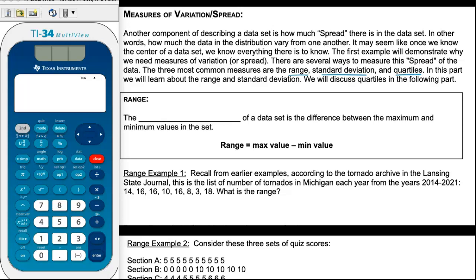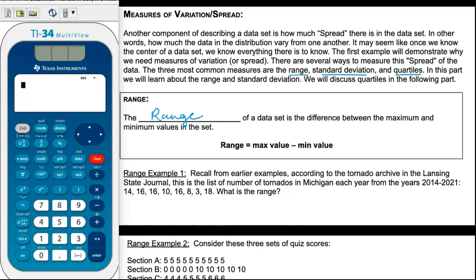Sometimes those measures of central tendency don't give us a good enough picture of our data set, so we want to look at the variation or the spread. Let's first start by talking about the range. The range of the data set is just the difference between the maximum and minimum values in the set. This is the simplest, the easiest way to find variation and spread out of the three. So we're just going to subtract.